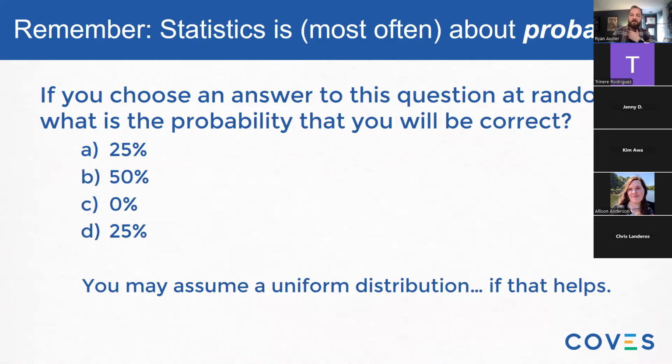So I thought I had this fun warm-up question. If you had to choose an answer at random from this set of four, what is the probability that you will be correct? And I guess I can't see the chat, and everyone appropriately went off video, so that's great.